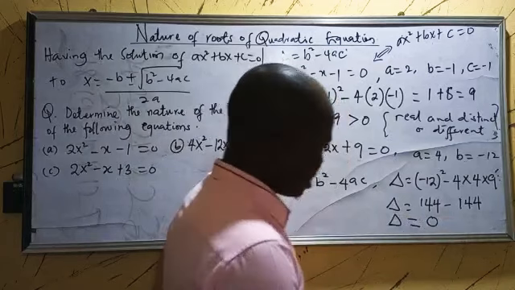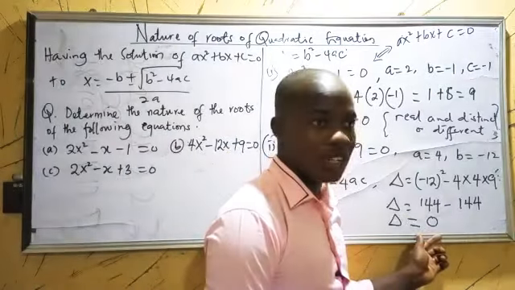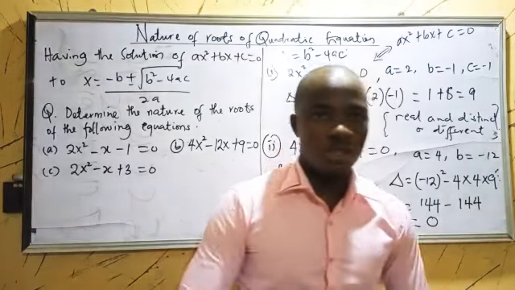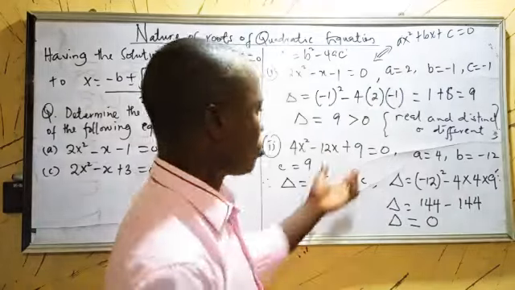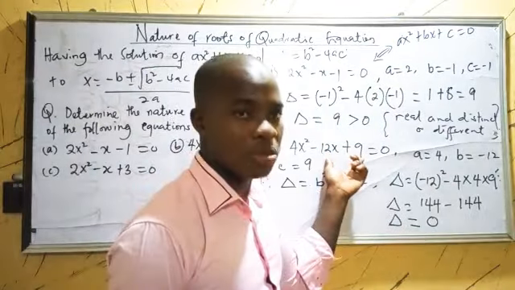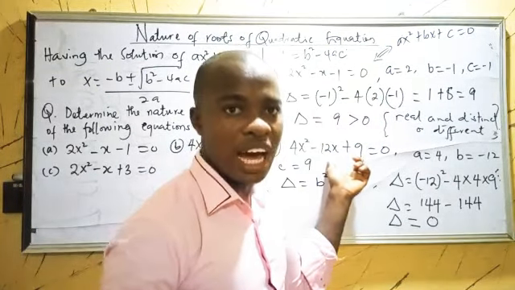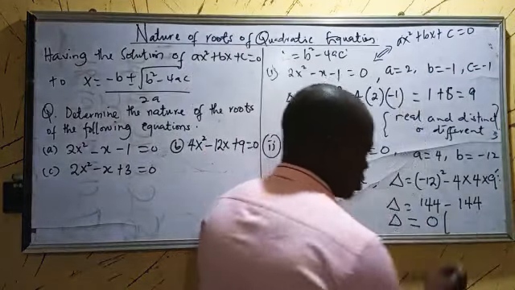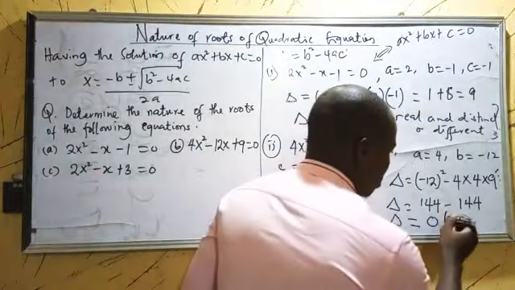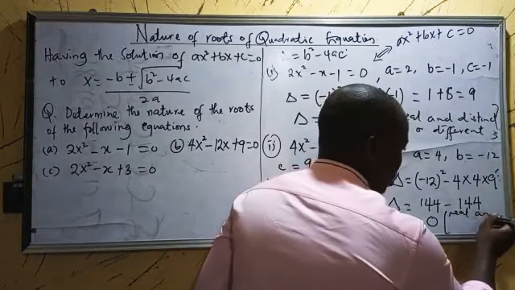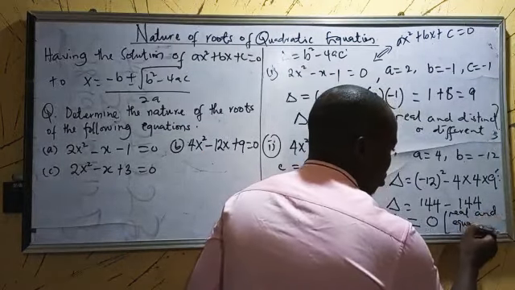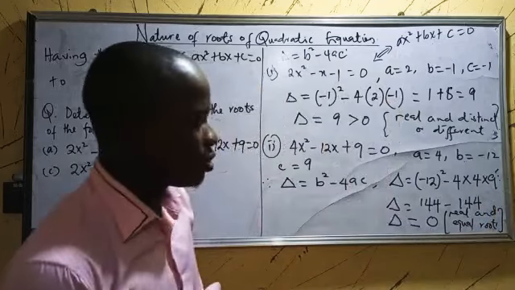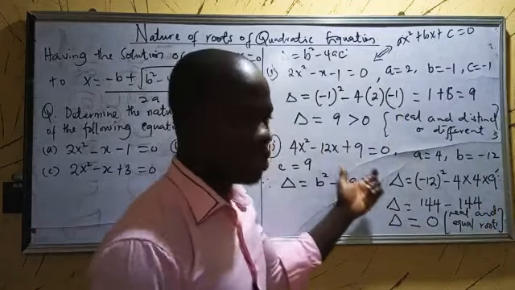So now for this to be equal to 0, are you getting it? For our discriminant to be equal to 0, definitely the solution or the roots of this equation will be the same. That is, they will be real and equal roots. So we have this solution to have real and equal roots. You understand? That is the nature of this one.